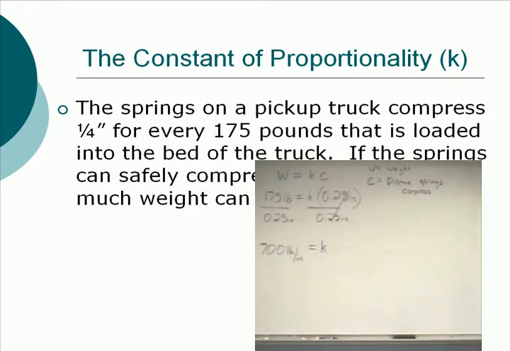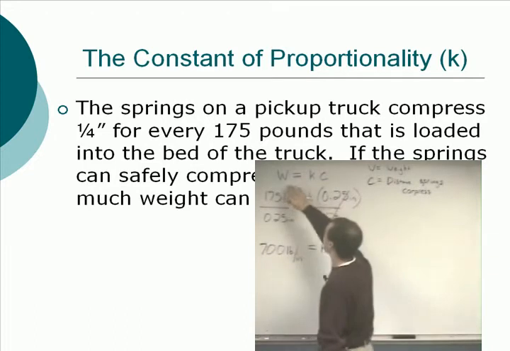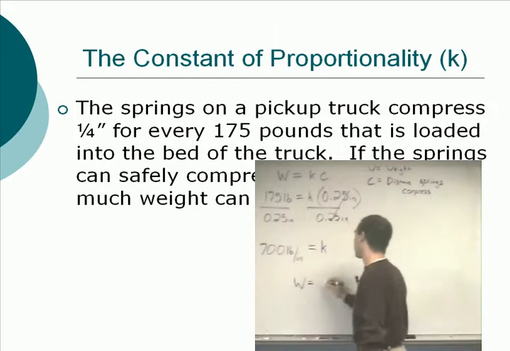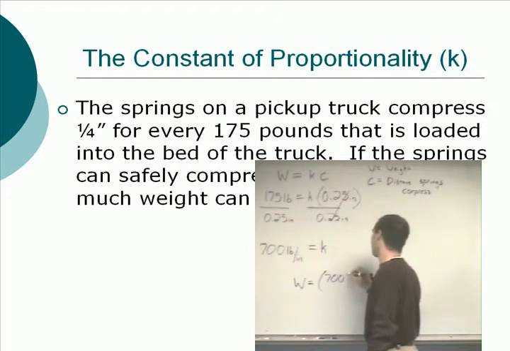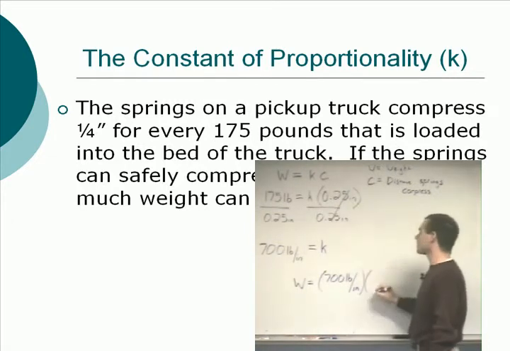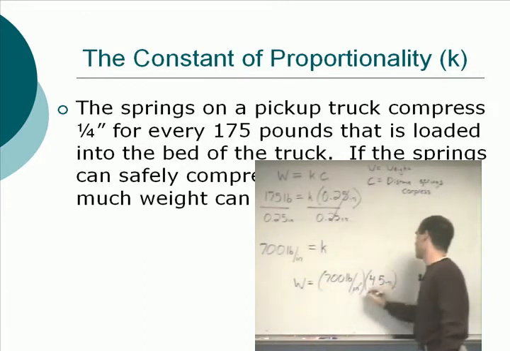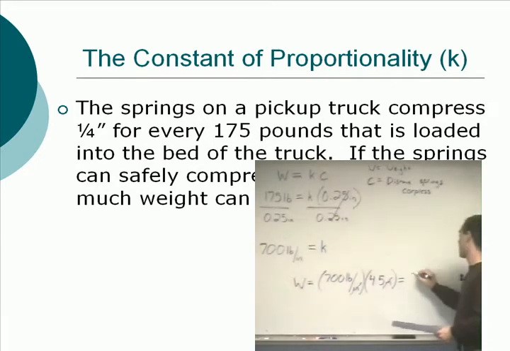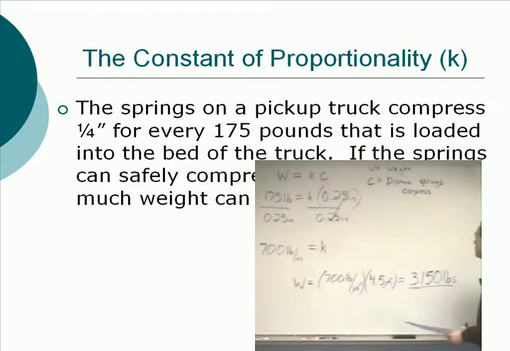Now, we know that the springs can safely compress 4.5 inches, so how much weight is that? We go back to our original relationship. We want to know how much weight that'll take. So W is equal to our K value, 700 pounds per inch, times how much are we willing to compress them? 4.5 inches. And that works out to be 3,150 pounds. How about 1.5 tons?